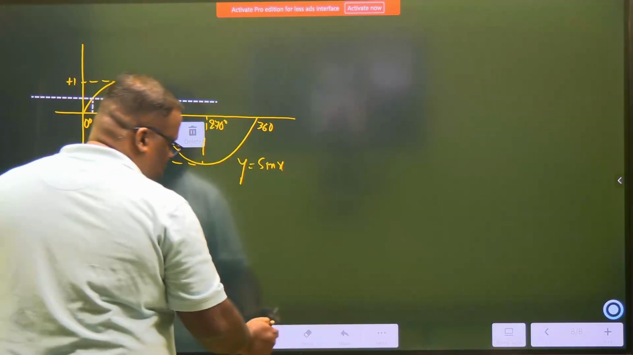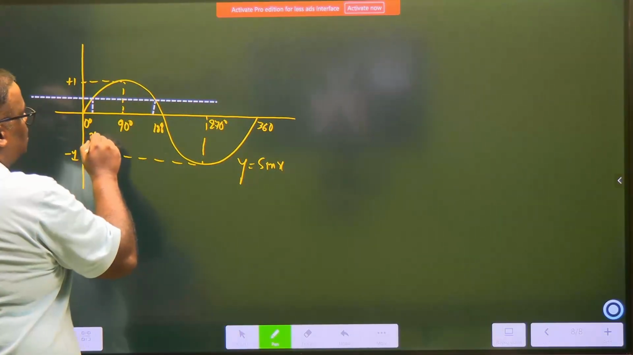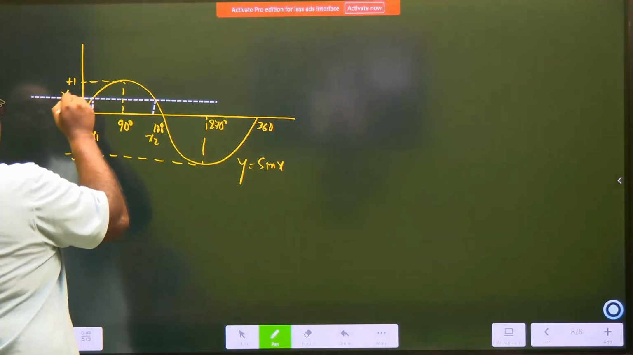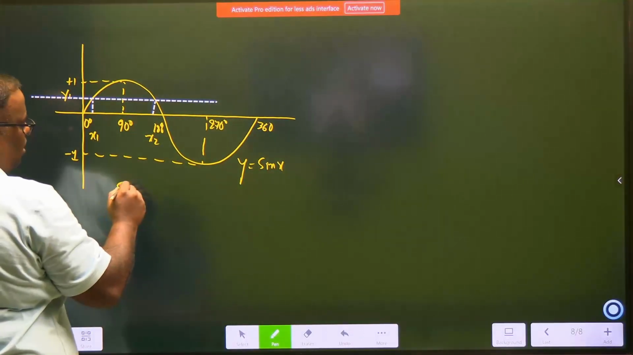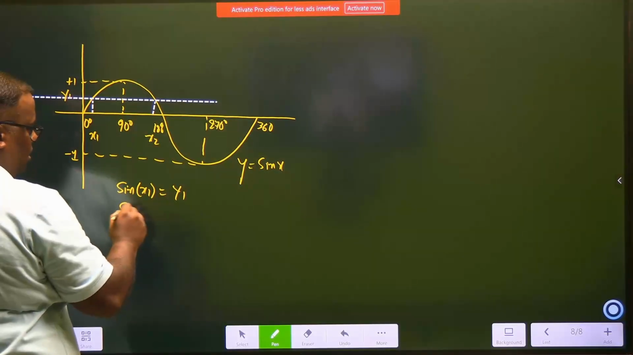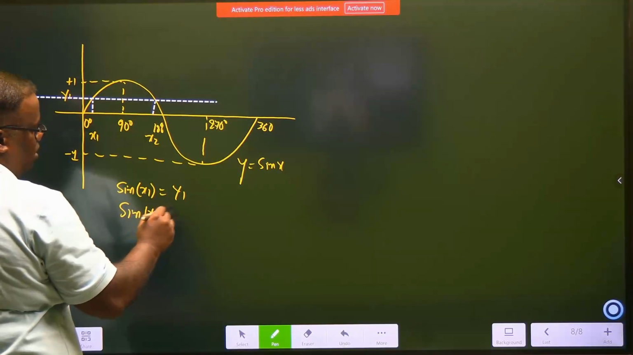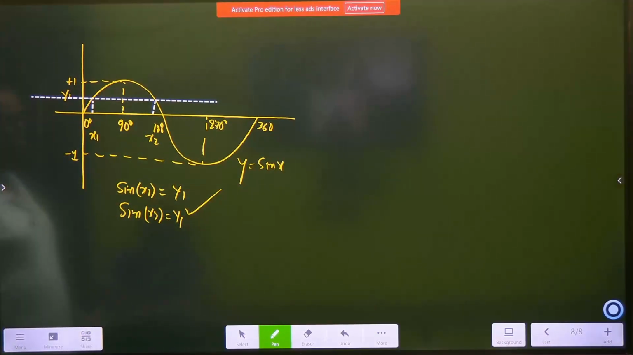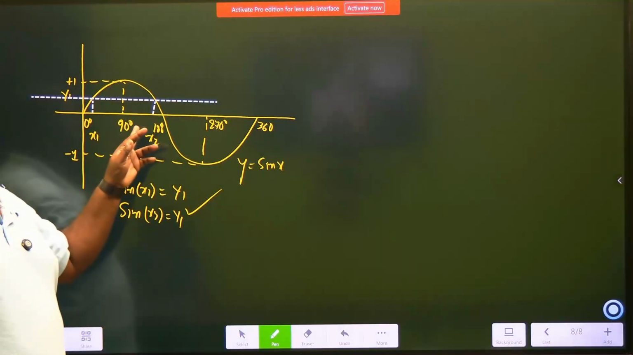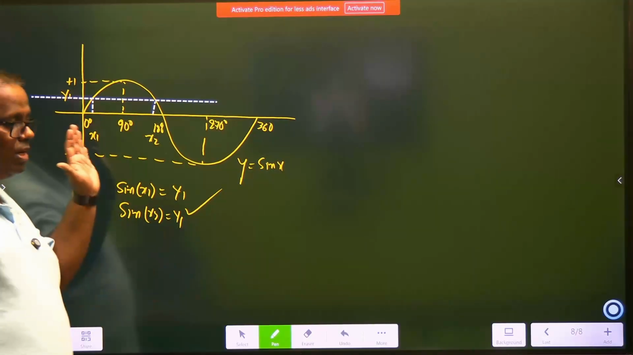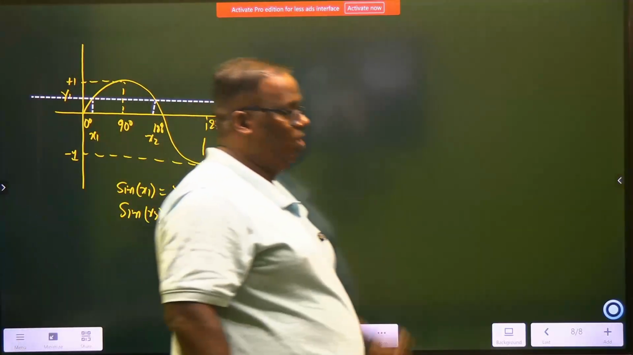What are those inputs? This is an input x1, this is an input x2, such that you are getting an output y1. You are saying sin x1 is equal to y1, sin x2 is equal to y1 again. Is this correct? Yes, this is correct. But does this satisfy the 1-1 criteria? No, it doesn't. This function will not be called a 1-1 function.